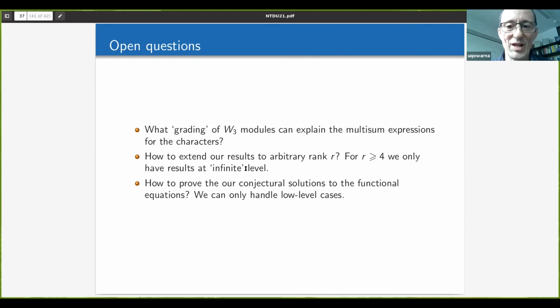Of course, ideally, I would like to do this not just for W3, but for WR. So how to solve these functional equations for arbitrary rank? I've been able to do this for infinite level for arbitrary rank, but for finite level, I don't yet know what to do. And of course, another question is, my solutions are only conjectural. So how do I actually prove that anything that I've been telling you is actually true?